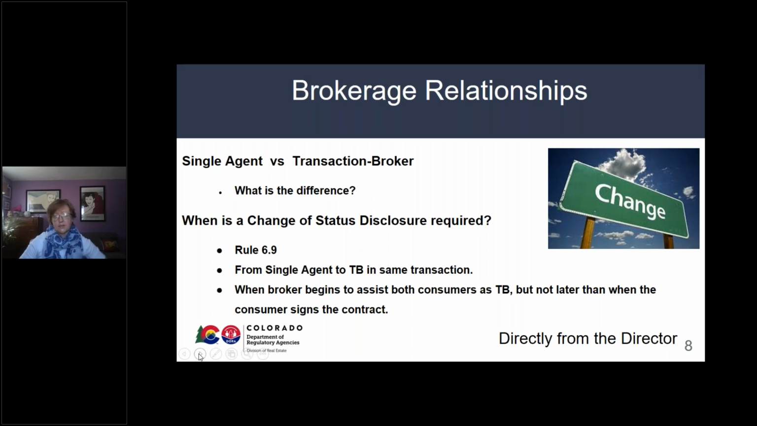The change of status disclosure is required when I am a single agent for one side of the transaction, and then another side of the transaction comes in and they're unrepresented and they want me to serve as their transaction broker. If my seller or buyer, who I have single agency with, authorizes me to revert to transaction brokerage, then I'm going to do a change of status disclosure, and I'm going to do it no later than when that contract to buy and sell has been executed.